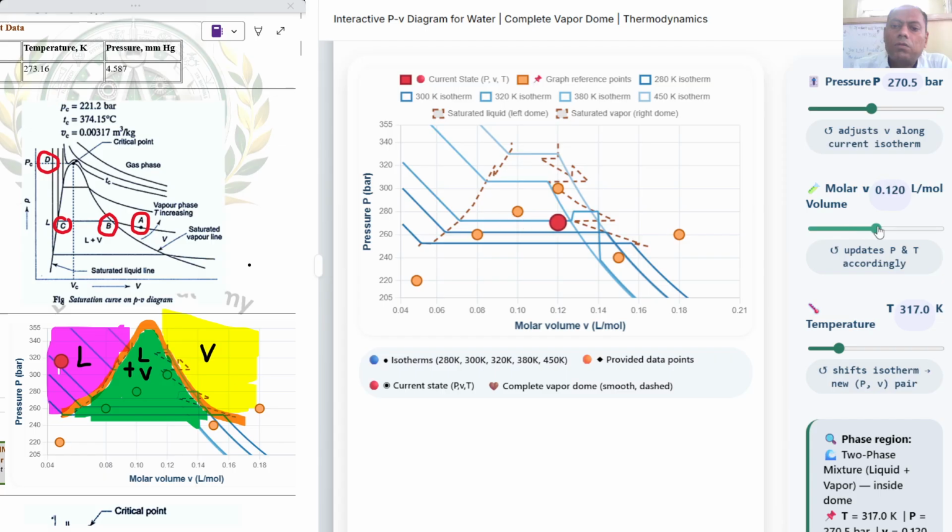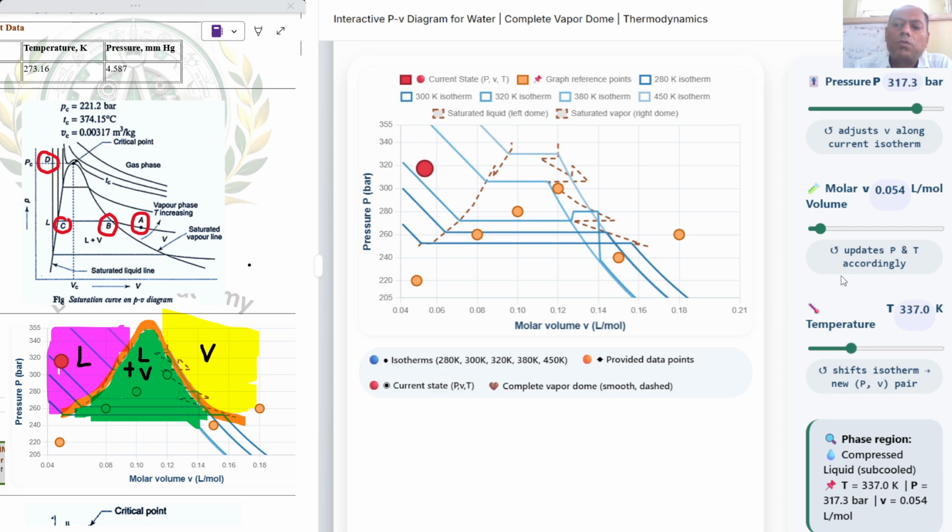Now just play with the molar volume. When you are increasing the volume, see how it changes, taking a path along the blue line. Now when the temperature varies in the liquid phase, in this pink region, see how the pressure increases vertically. A small temperature here, then a greater temperature here, then bigger, again increasing vertically.